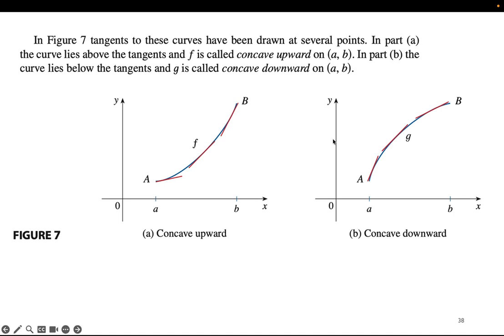Another way to distinguish it, and this is what the text says, is to look at where the curve is relative to the tangents. Notice on the left, the curve is above the tangent lines, so that's concave up. On the right, the curve is below the tangent lines, so that's concave down. That's another way to define concavity.